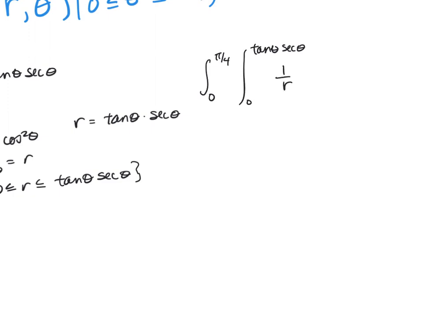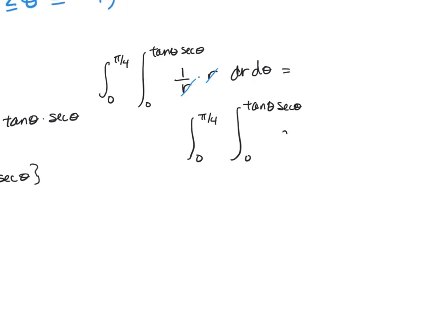It's that 1 over the square root of x squared plus y squared is 1 over r, multiplied by r dr d theta. And you can see that my r's cancel. So that's really kind of nice. So this is going to be equal to the integral from 0 to pi over 4 of the integral from 0 to tangent theta secant theta of dr d theta. And this is 1, so I end up with just r evaluated from 0 to tangent theta secant theta, d theta. And this one's easy.